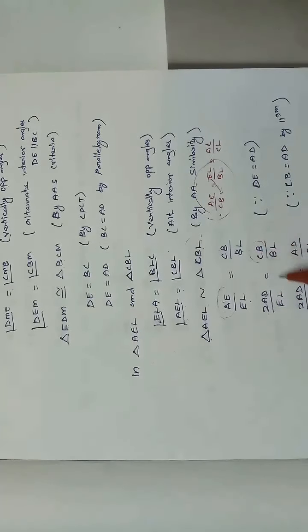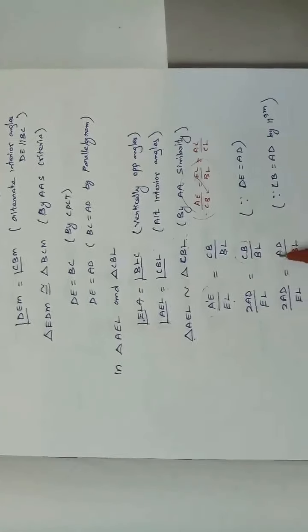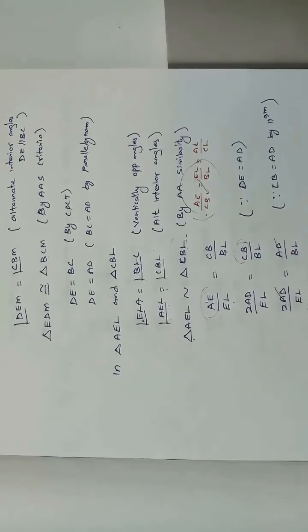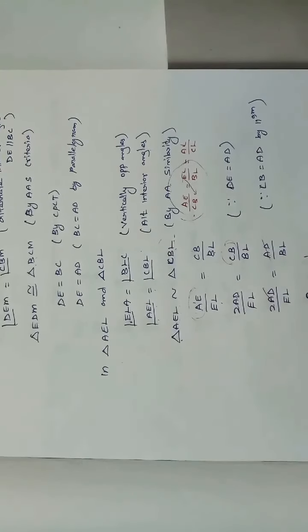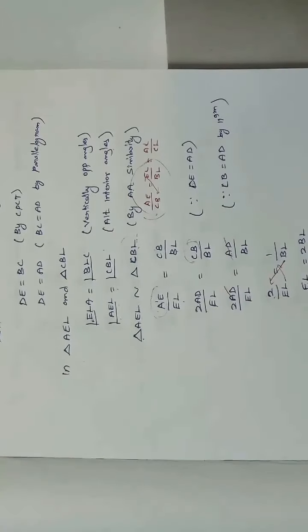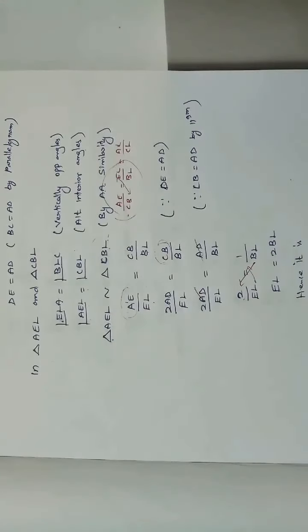And CB, shall I write in terms of AD? CB, that is BC, is nothing but AD, because both sides are equal, opposite sides of a parallelogram. So instead of CB, I write AD, and AD will get cancelled. So 2 by EL is equal to 1 by BL. Just cross multiply: 2 times BL is equal to EL. Hence it is proved. Understood?